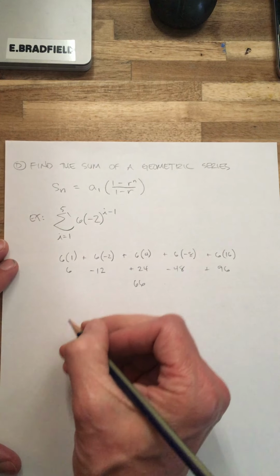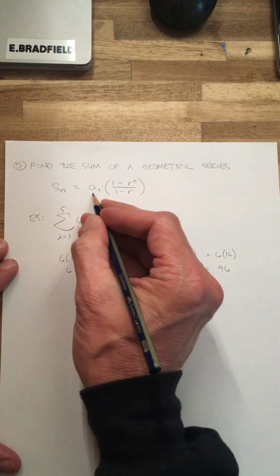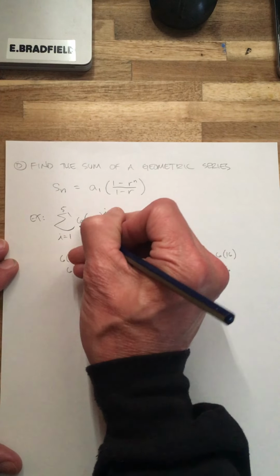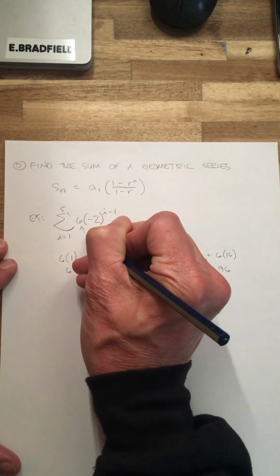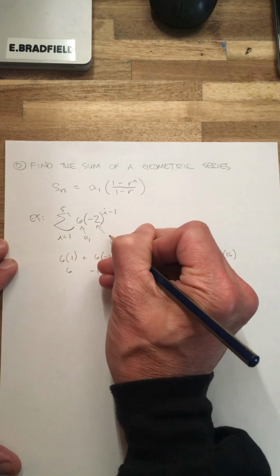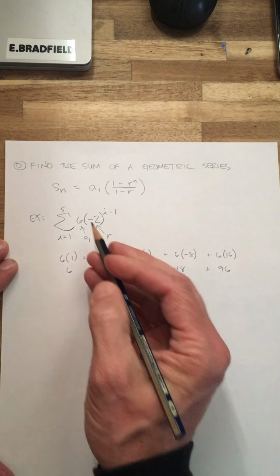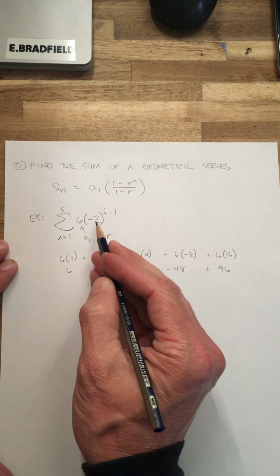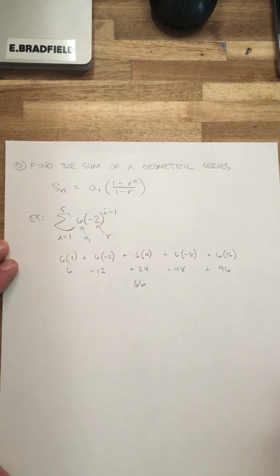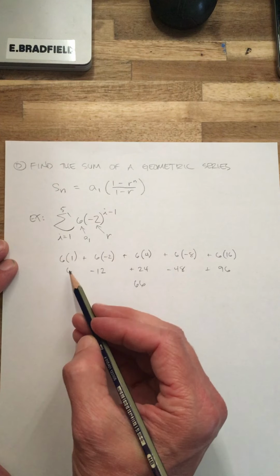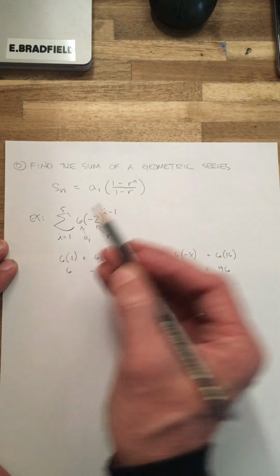All we do is take the first term, the a sub 1, that's always going to be this guy. It's important that you know that this right here is your a sub 1, your first term, and this right here is going to be your r. You can see that 6 is your first term: when we plugged in 1 for our first term, we got 6.